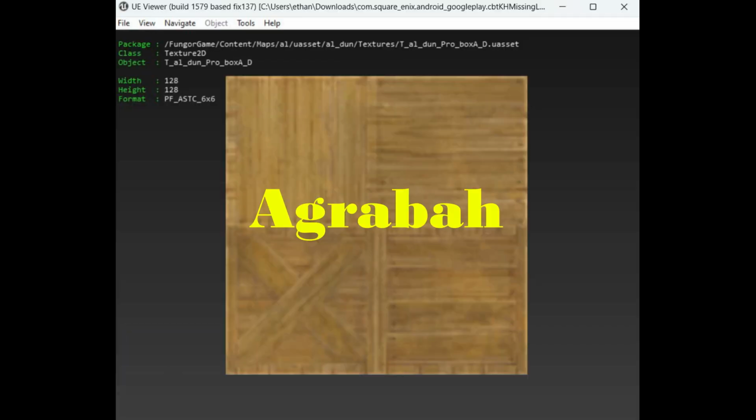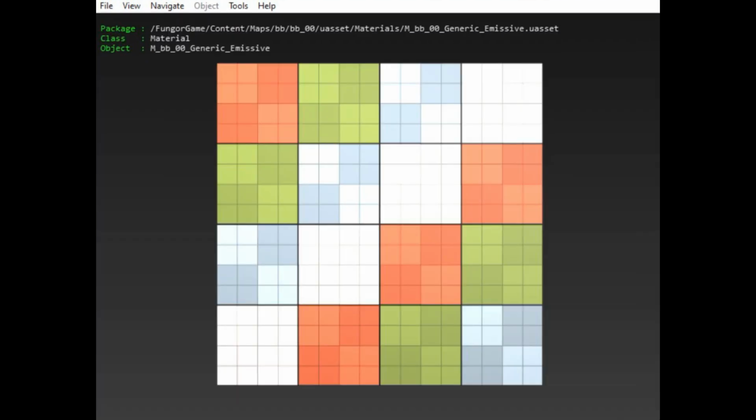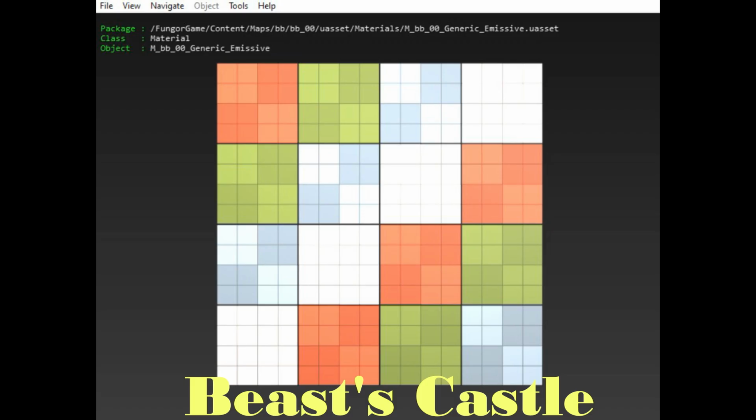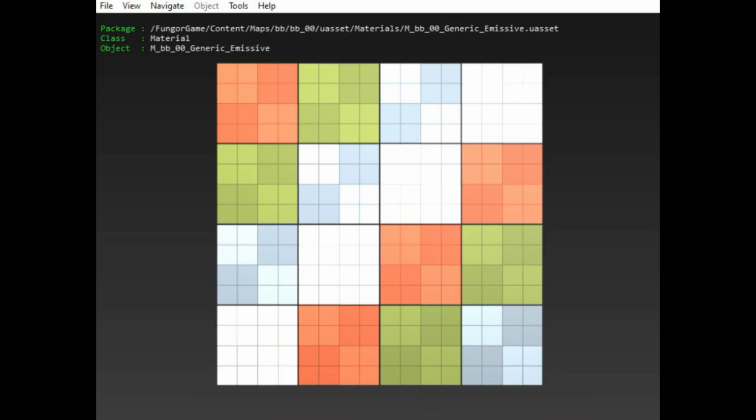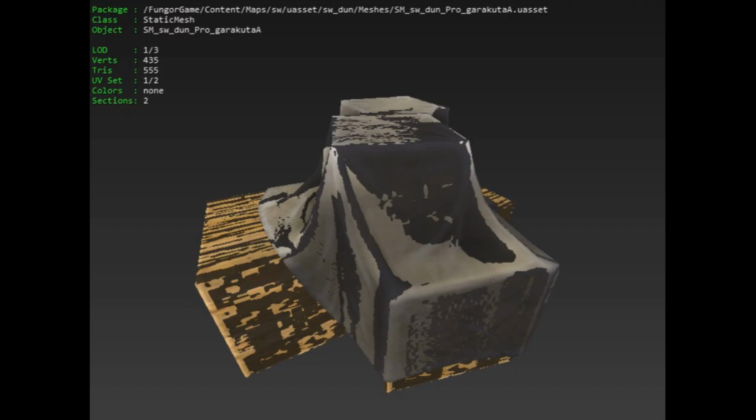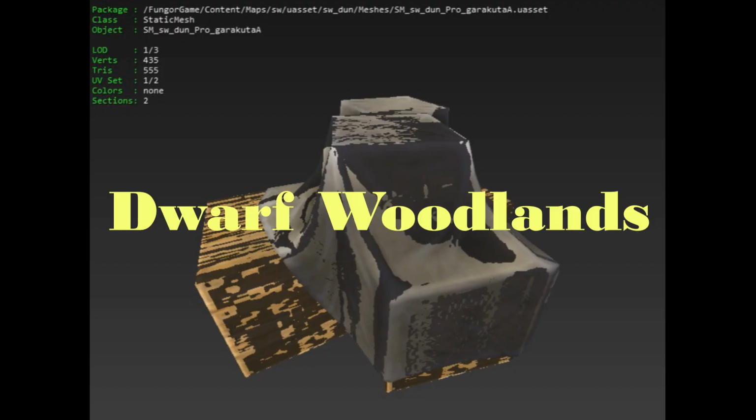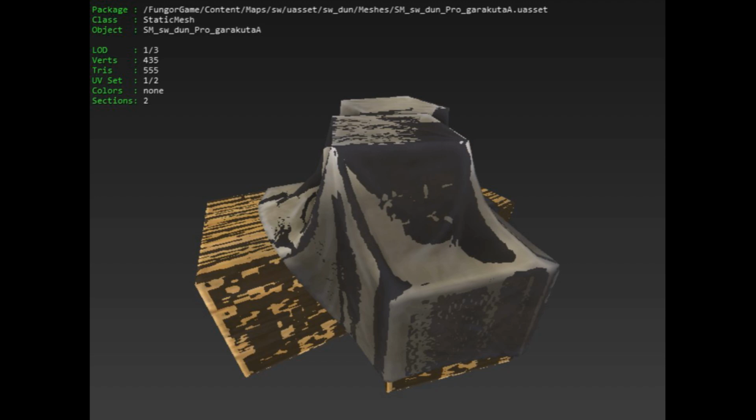Traces of Agrabah can also be found, with the file name AL for Aladdin, and a box. Not much else for this one. File name BB for Beauty and the Beast can also be found once again, with only one single asset, being a UV mapping material. Folder name DW, aka Dwarf Woodlands, with one box asset, probably from Snow White's cottage or something.